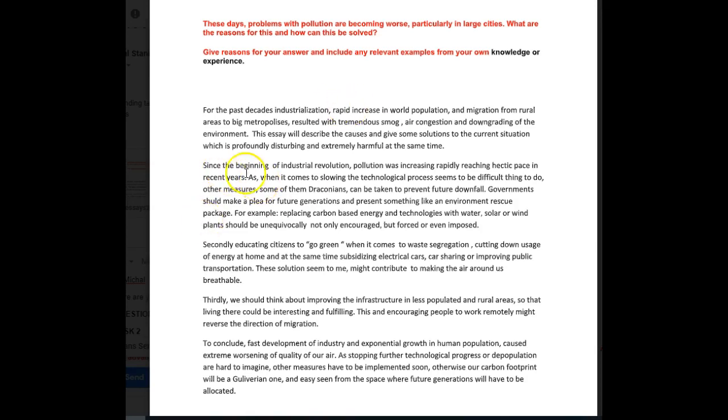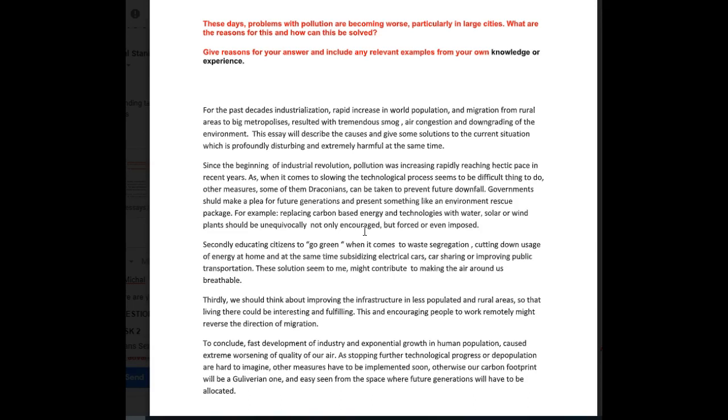Then, as I said before, a paragraph talking about the problems. Why is pollution becoming worse, especially in large cities? Explain it, expand upon it, give me examples, okay? You could have talked about industry, you could have talked about cars, you could have talked about the population moving away from rural areas and moving into bigger cities and what this means, okay? But of course everything has to be supported, that's how you do your problem paragraph.